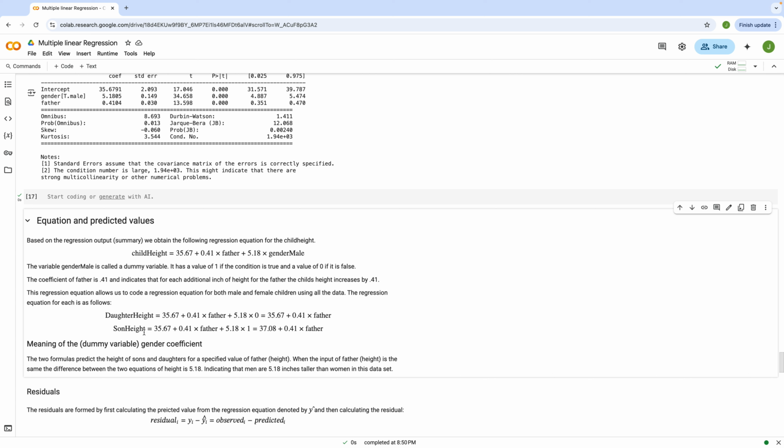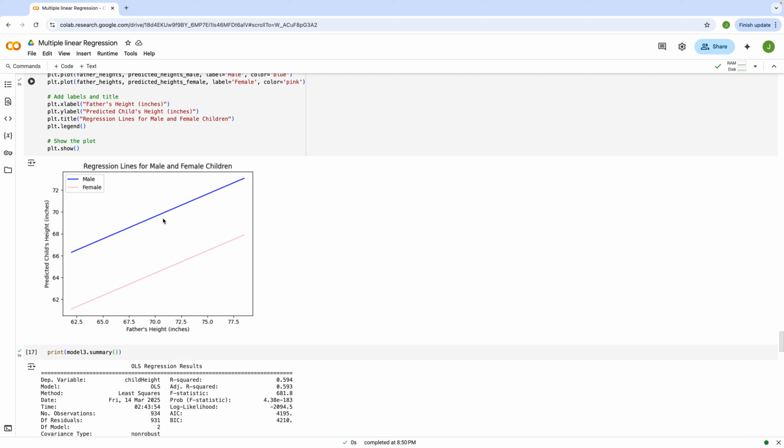If I was to subtract these two equations, so subtract daughter height from son's height, I would have a constant difference of 5.18, meaning that accounting for father's height, so if both fathers have the same height for the son and the daughter, then the difference in height between men and women is exactly 5.18 inches, and that is the difference here in these parallel lines. So it's just shifted up by 5.18.